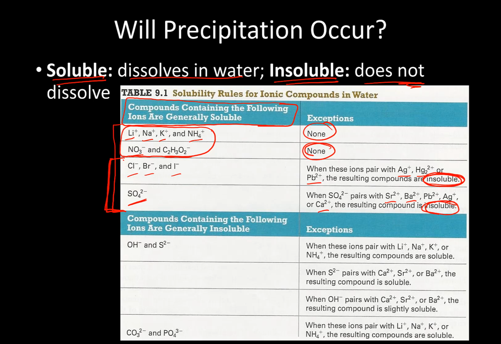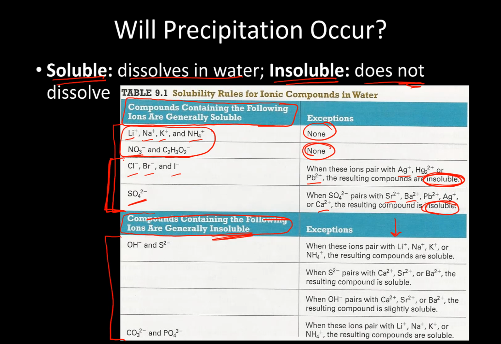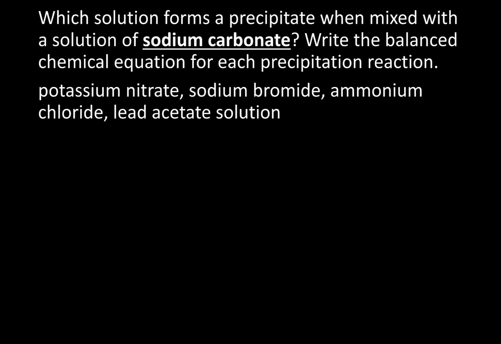And then the next heading is compounds generally containing the following ions are insoluble. So these tend to be insoluble with a bunch of exceptions. So that's how this table works. If we go back to that question we just did, chromate, I guess chromate is not on here. So not all of them are here, and that's okay. We'll just move on to this one.